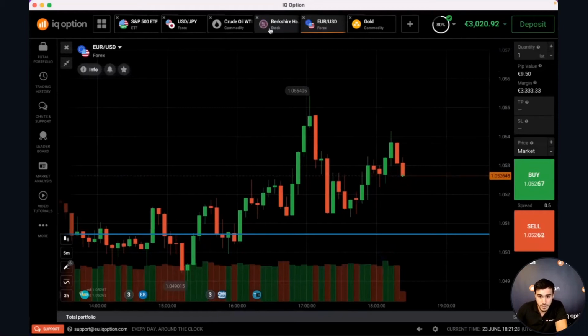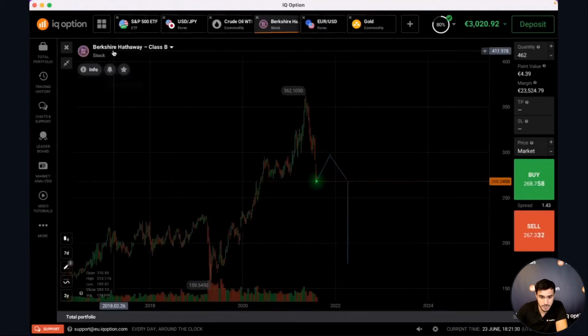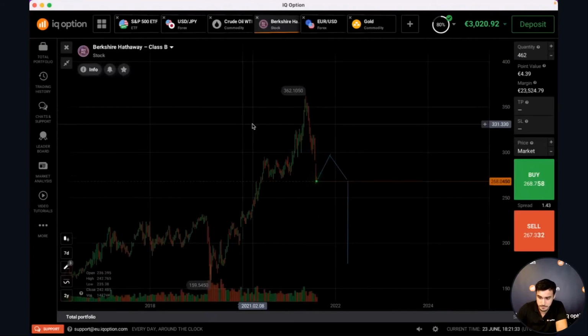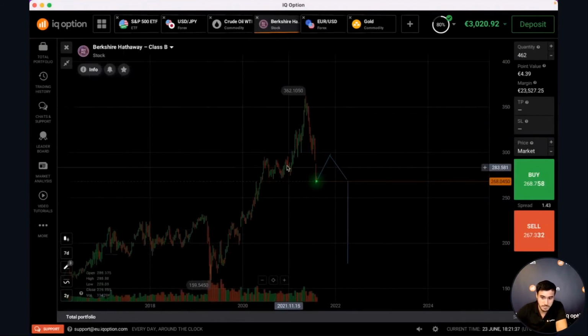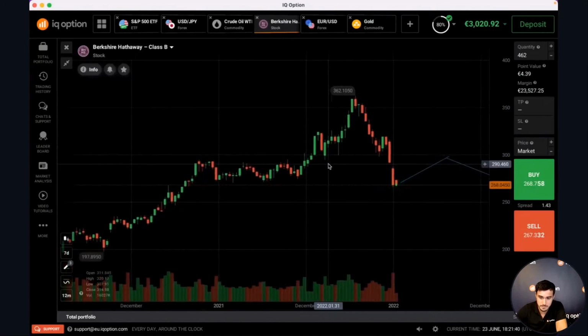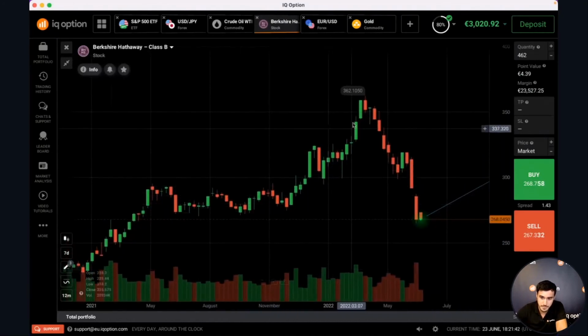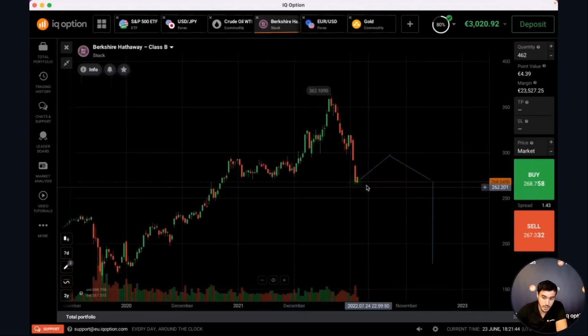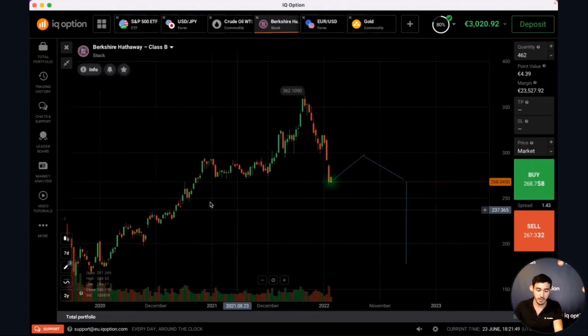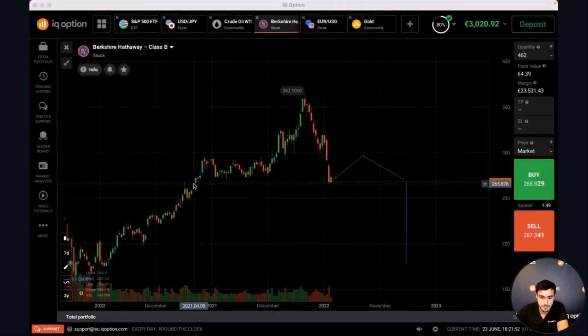I also drew Berkshire, you probably know this company, Berkshire Hathaway. This is from Warren Buffett, one of them. I was checking in 1 week because the price really collapsed recently. And we can create a head and shoulders here. Although this is 1 week, I know this is long term, but here is the picture. This is my neckline.